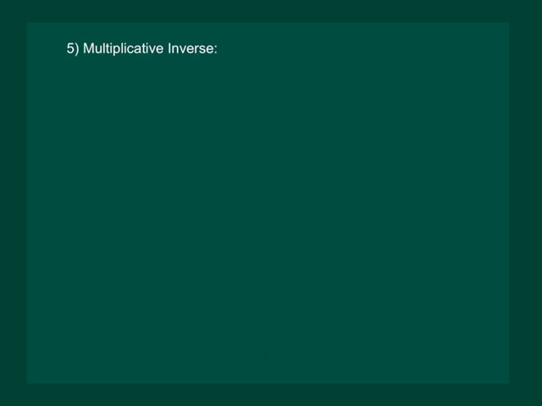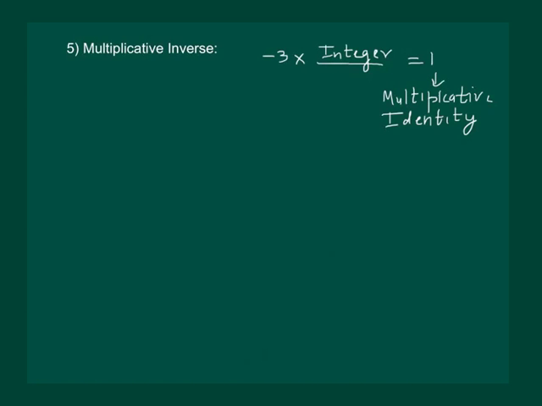Let us check the existence of the multiplicative inverse for integers. Let us take any integer, minus 3. If we can find another integer such that their product gives us 1, which is actually our multiplicative identity, then the integer will be called the multiplicative inverse. Since we cannot find any such integer, we can say multiplicative inverse does not exist for integers.